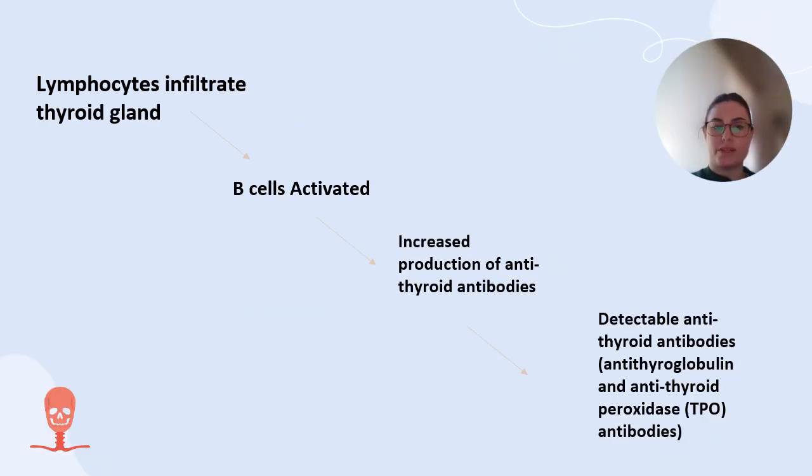Take a closer look at when lymphocytes infiltrate the thyroid gland. Once this begins, the B cells are activated and an increased production of anti-thyroid antibodies begins. These are detectable anti-thyroid antibodies such as antithyroglobulin and antithyroid peroxidase.